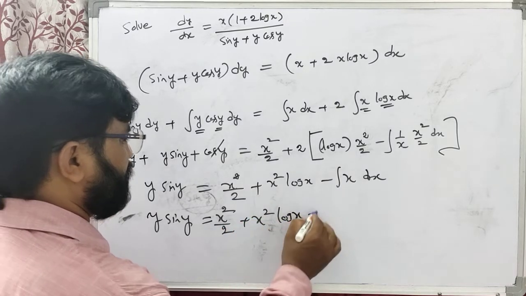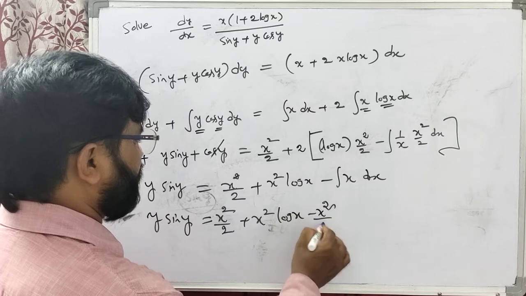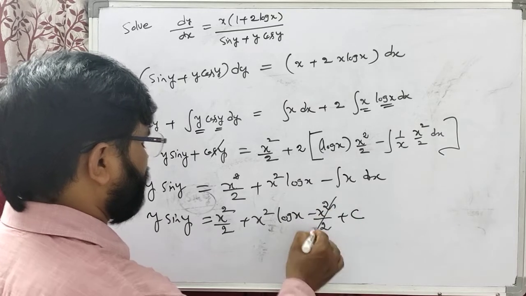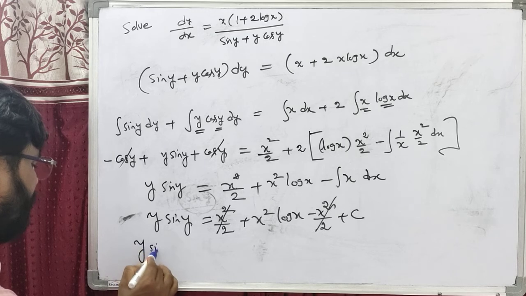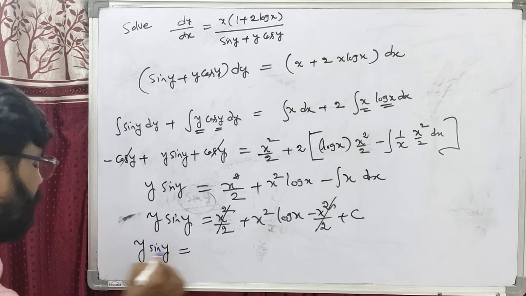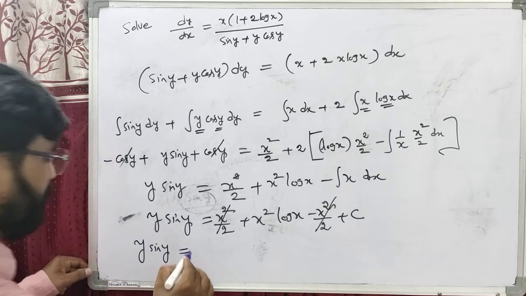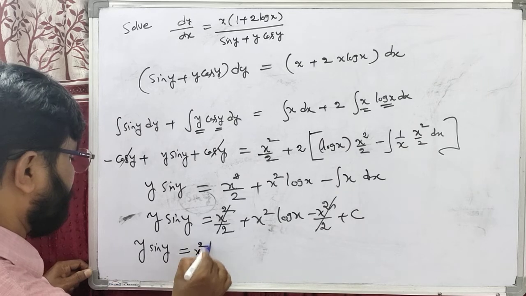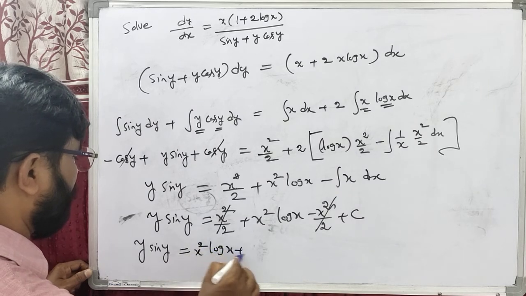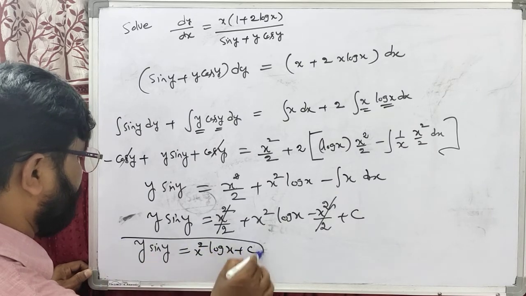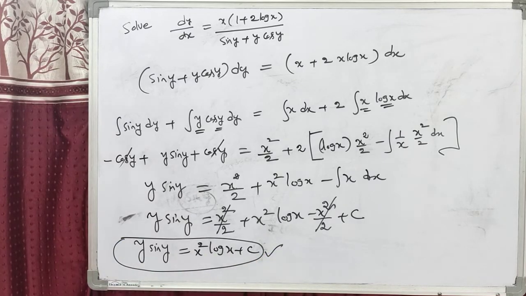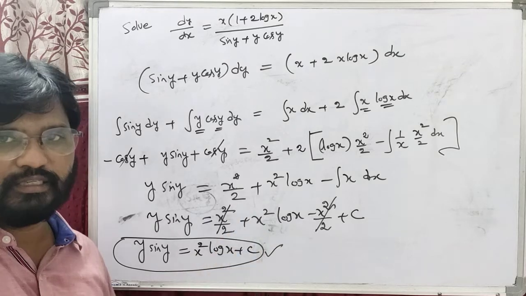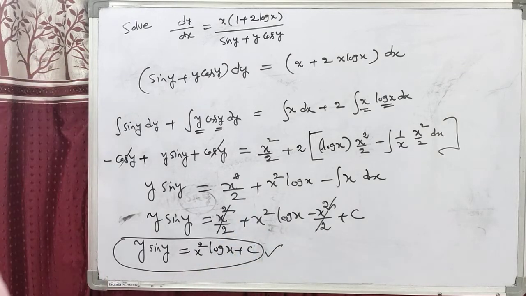Dear student, this is of the form minus x square by 2 plus c. These two cancel, and we can write it as y into sin y. The integral of y into sin y is x square log x plus c. This is the formula. Students, how do we find this?